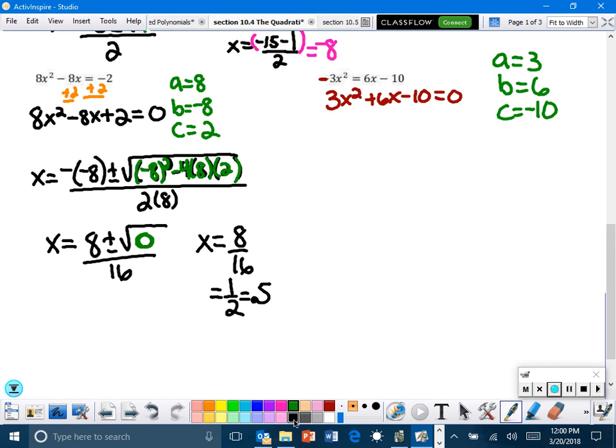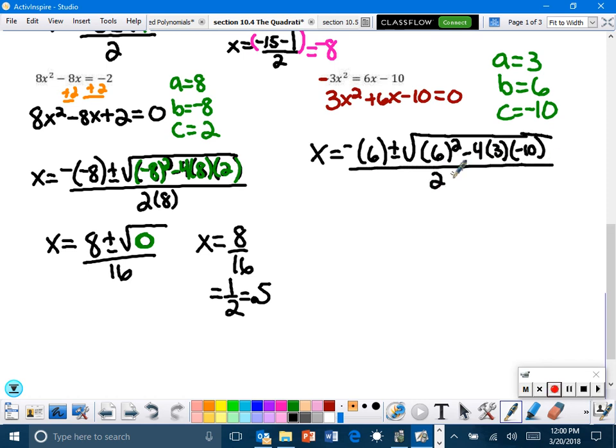All right, here we go. We're going to plug them in. Okay, to save time, I'm just going to go right to writing it out with the discriminant already figured out. Okay, you should get 156.